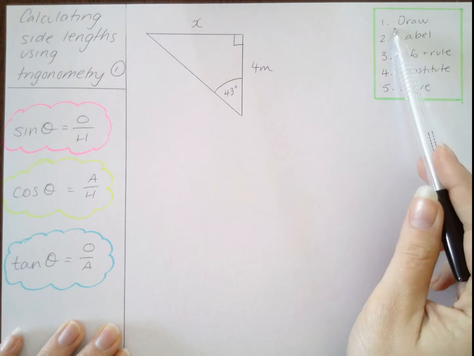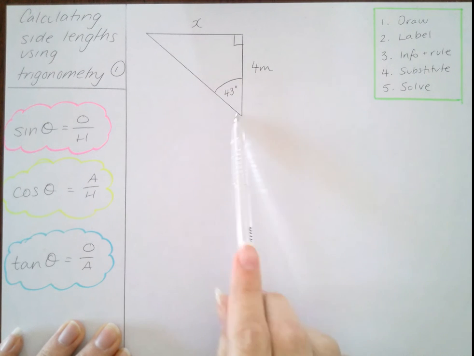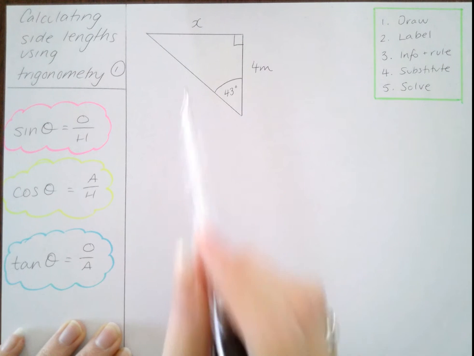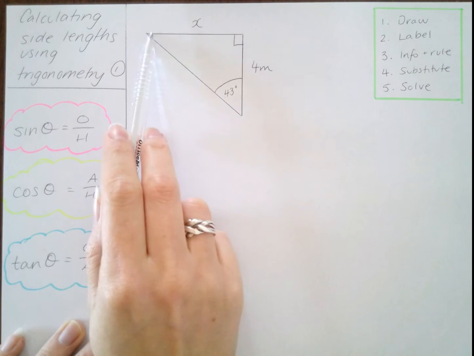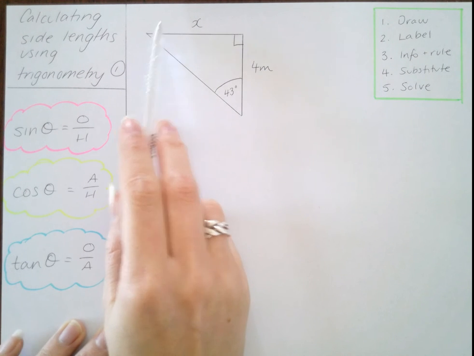Okay, so the first step is to draw the triangle. I've got the triangle drawn here, it's got the information on it, and we can definitely see that it is indeed a right angled triangle. What we are trying to do is calculate this side length here. This is the unknown one.